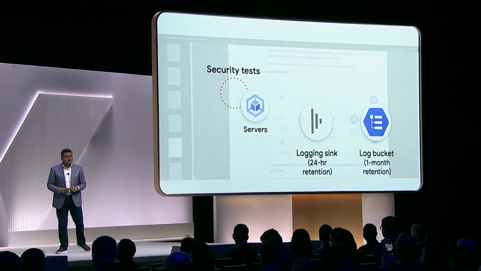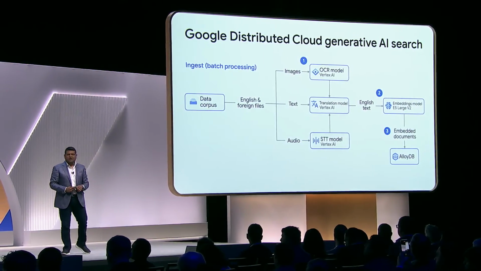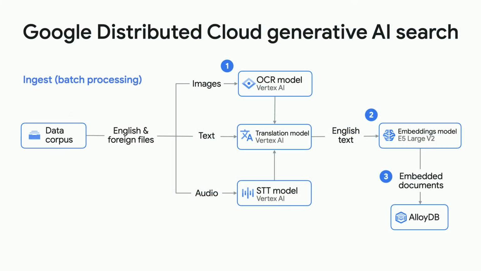So what's under the hood? How does all of this actually work? So on the data ingestion side, you've got your own custom data corpus. It can be in many different languages. It can be multimodal. You then take it through our translation services, speech-to-text, OCR services. You categorize it. You create embeddings on that data. We're using an open source model here. You can see that, E5 large v2. And then you save this information in the vector database where we're using AlloyDB.